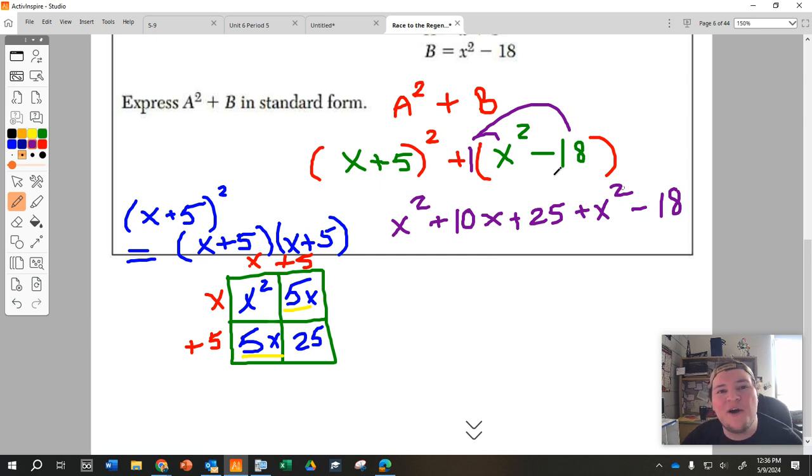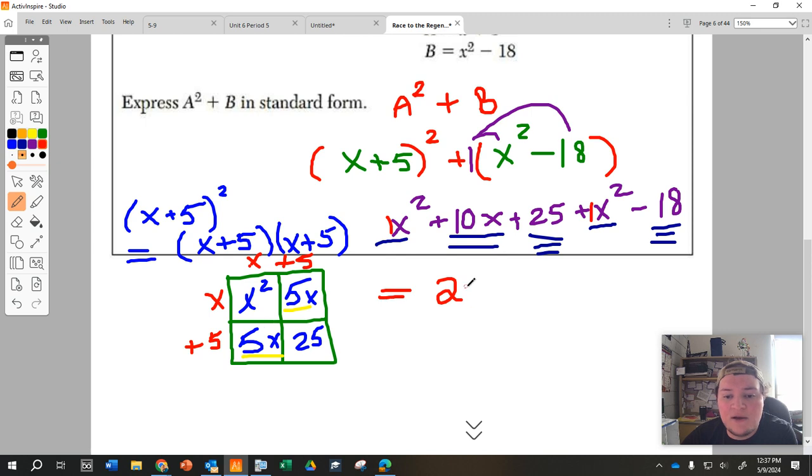What would be a good thing to look for? Should be muscle memory. 5 people. What should I look for? Like terms. Okay? X squared and x squared go together, same last name. 10x doesn't go with anyone, so I'll just give him his own double. And then 25 and negative 18 are going to combine. So combine the like terms, put them in standard form, the biggest x squared, x cubed, whatever, to the smallest to no exponent. So x squared plus x squared, 1x squared plus 1x squared. Remember, we got a couple invisible 1s in there. 1 plus 1 would be 2.